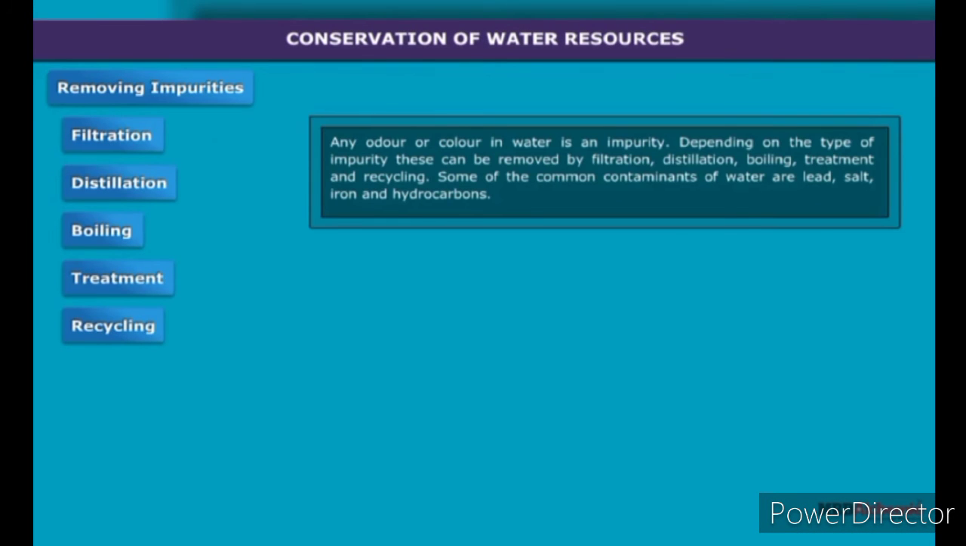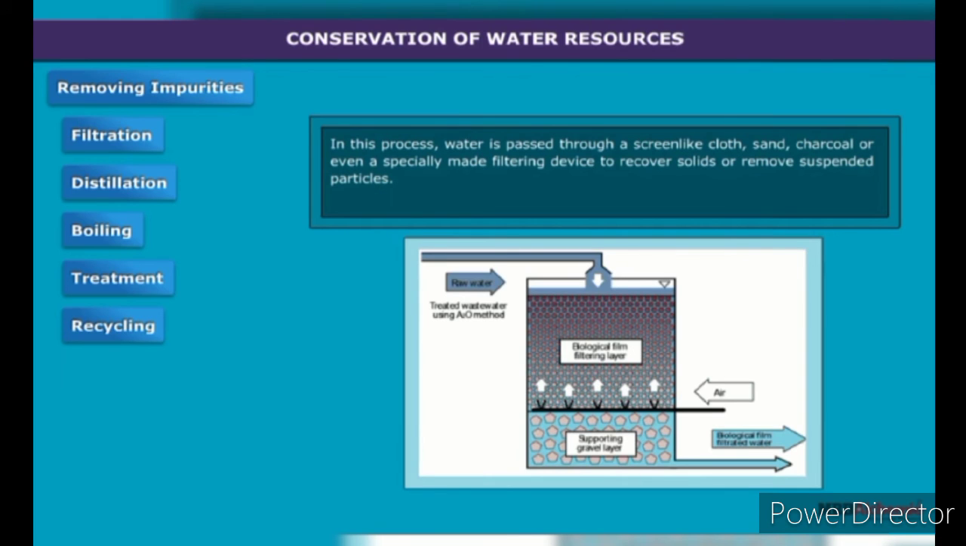Removing impurities. Any odor or color in water is an impurity. Depending on the type of impurity, these can be removed by filtration, distillation, boiling, treatment, and recycling. Some of the common contaminants of water are lead, salt, iron, and hydrocarbons. Filtration. In this process, water is passed through a screen-like cloth, sand, charcoal, or even a specially made filtering device to recover solids or remove suspended particles.